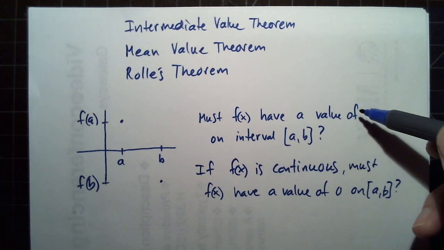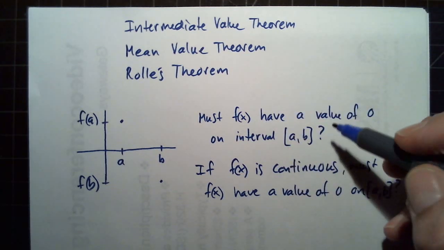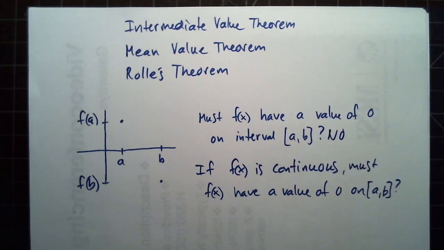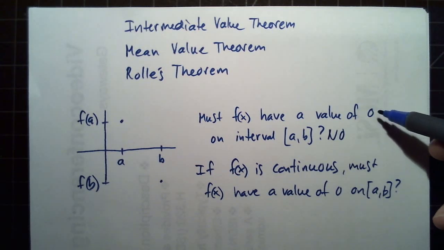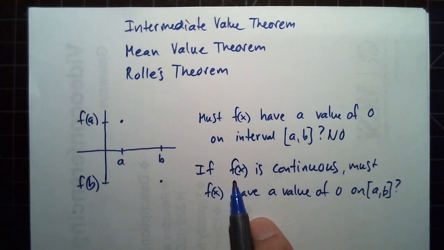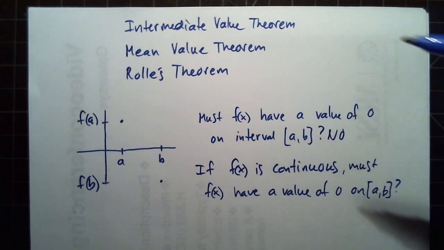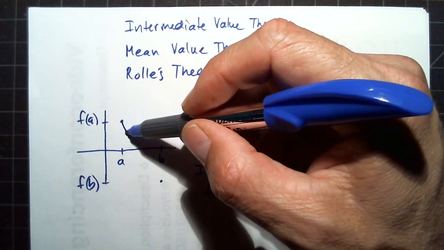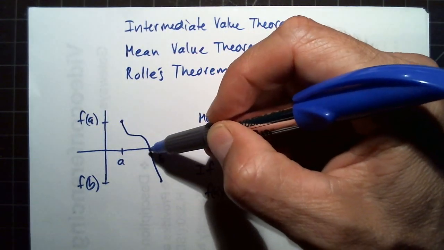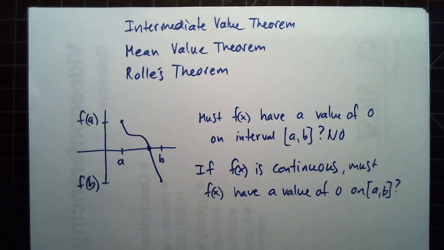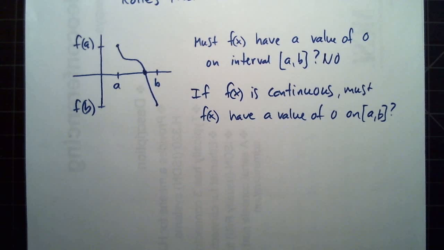so back up here. Must f have a value of 0 on the interval? No, it doesn't have to. But here, if f is continuous, must f have a value of 0 on the interval a to b? If it's continuous, that means as we're drawing the graph, we can't lift the pen. So however we trace this, as long as it's continuous, somewhere it's going to cross the x-axis and have a y value of 0.